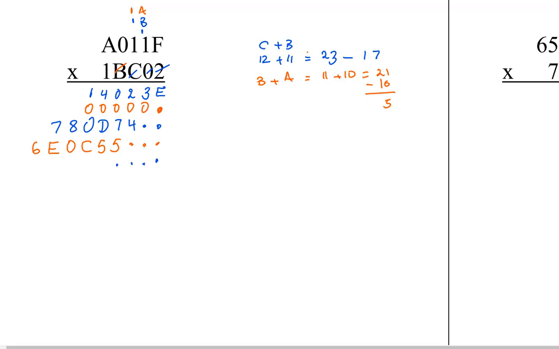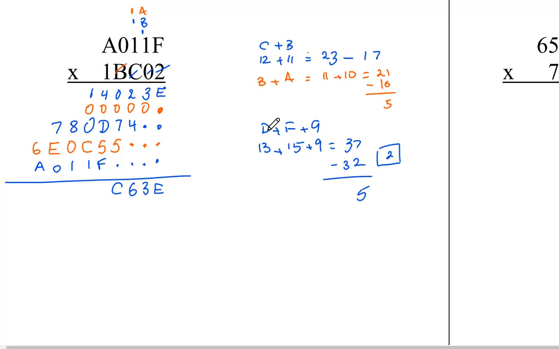And now I'm multiplying 1 times everything, so I'm just going to copy everything: 1, 1, 0, a. Now adding this, I have e, 3, 4, 5, 6. Now, 7 plus 5 is c, because it's 12 and 12 is a C. And similarly, 4 plus 5 is 9, so I have D plus F plus 9. D is 13, F is 15, plus 9 is 37. So I'll put 5 and I carry 2.